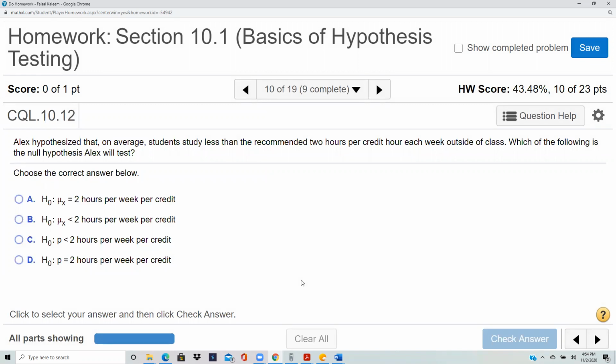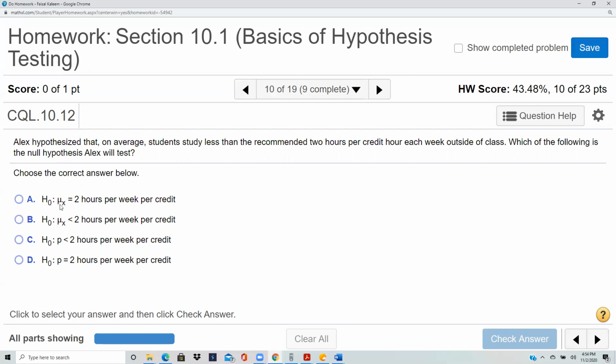Alex hypothesized that on average students study less than the recommended 2 hours per credit hour. Which of the following is the null hypothesis? So null hypothesis is something that will have equal sign in it. So it's either going to be A or D. So let's see the difference.